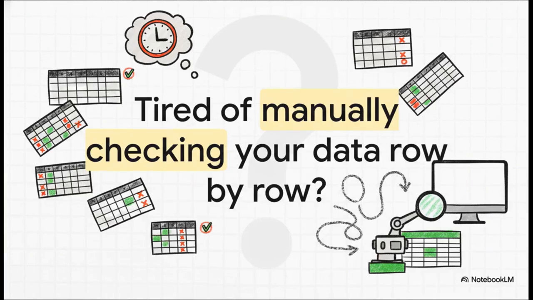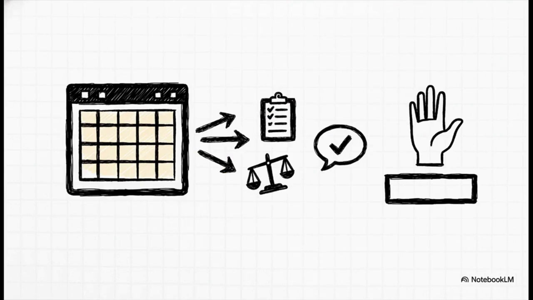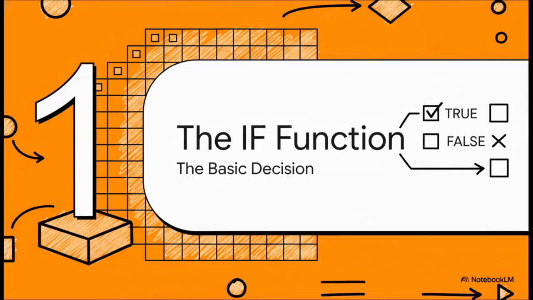I mean, really think about it. How many hours have you spent just scanning columns, checking if a sales number hit the target, or if your inventory dropped below a certain level, or maybe just checking if a project is marked complete? It's so slow, it's tedious, and honestly, it's the kind of work a computer should be doing for us. And that's our mission today. By the end of this explainer, you're going to be able to transform that spreadsheet from just a boring table of data into a dynamic decision-making tool. It's going to automatically check things for you, make judgments, and show you the results, all without you lifting a finger.